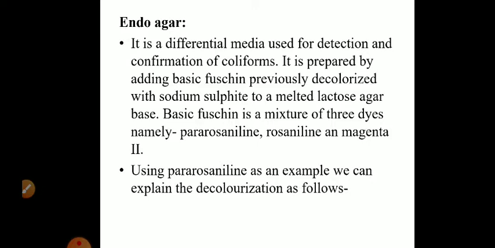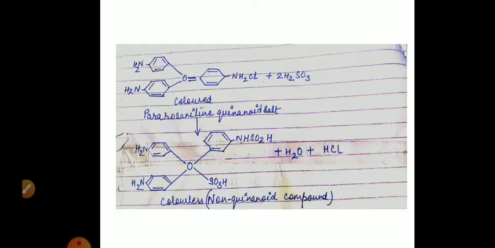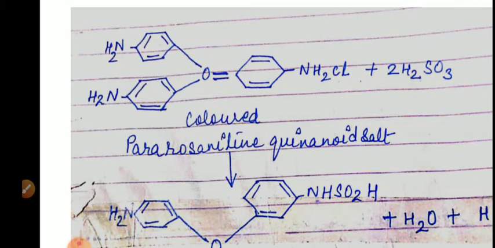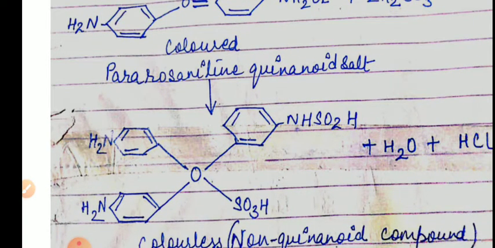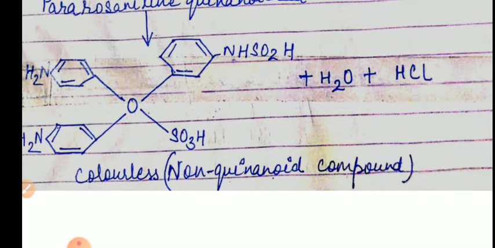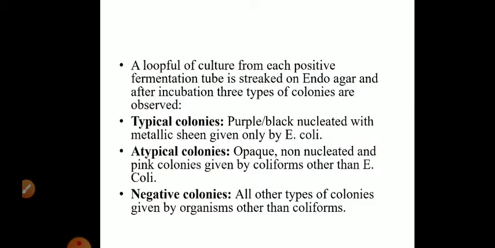Now, let us explain this using the example of para-rosaniline. It is initially present in a colorless, decolorized condition. This is a para-rosaniline quinoid salt, which is a colored compound. It reacts with sulfite, or gets combined with sulfite, and forms a non-quinoid compound which is colorless. So basic fuchsine, which contains para-rosaniline for example, is present in the medium previously in a decolorized condition upon combination with the sulfite that is present in the medium.